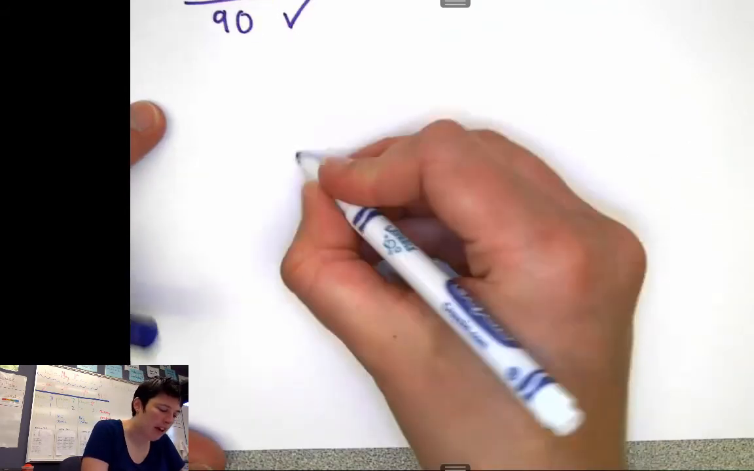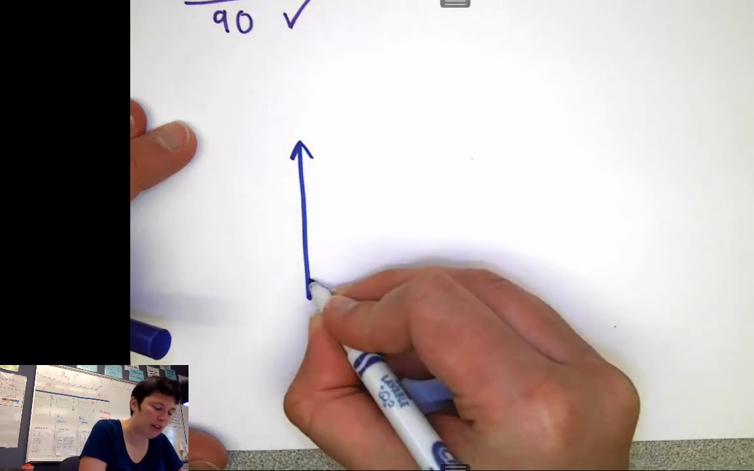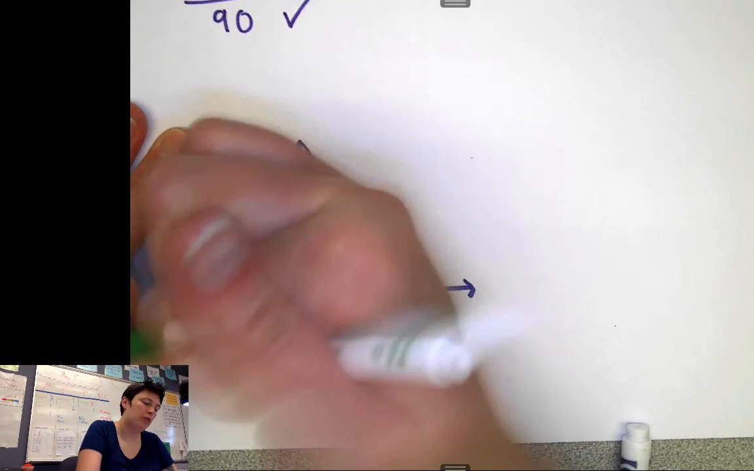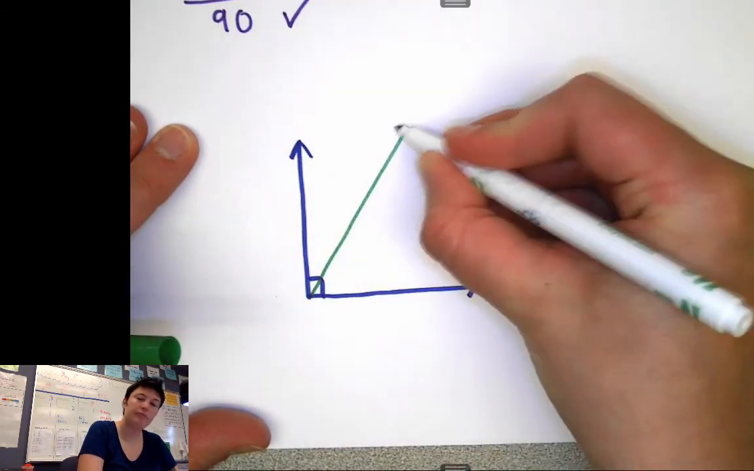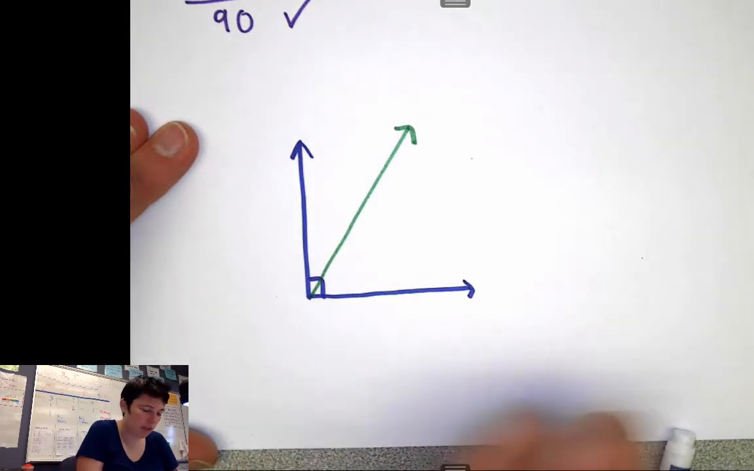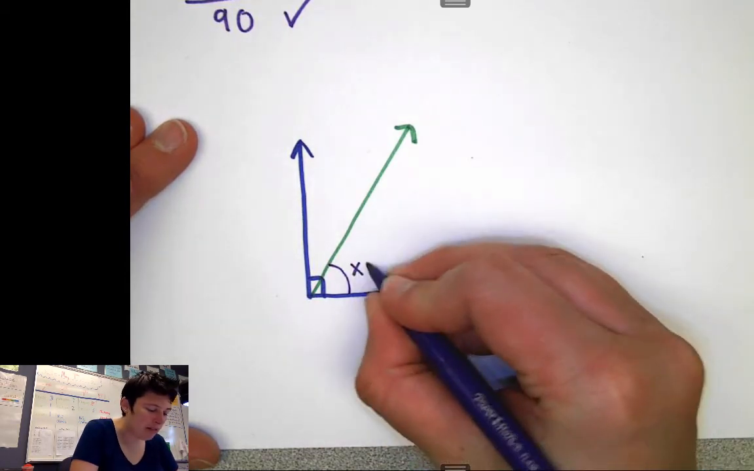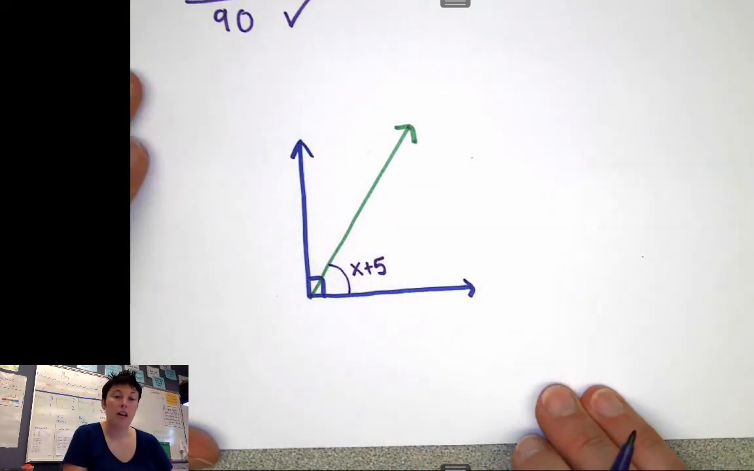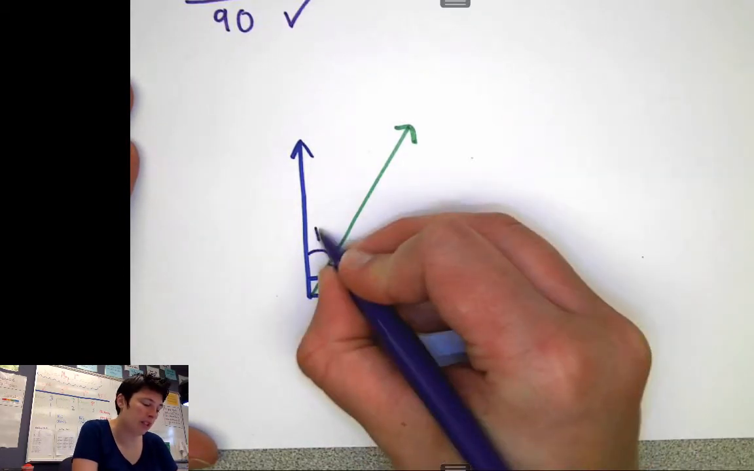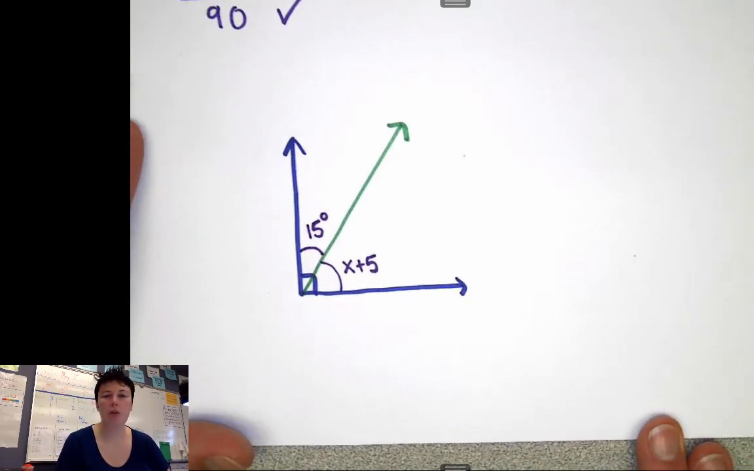How about this? I have an angle that makes a perfect 90, and I'm going to split it apart. So this time I'm going to split it more like this. And I'm going to tell you that the bottom angle, which is right here, has a measurement of x plus 5. And I'm going to tell you that the top angle has a measurement of 15 degrees. Solve for x. No problem. I can totally solve for x.